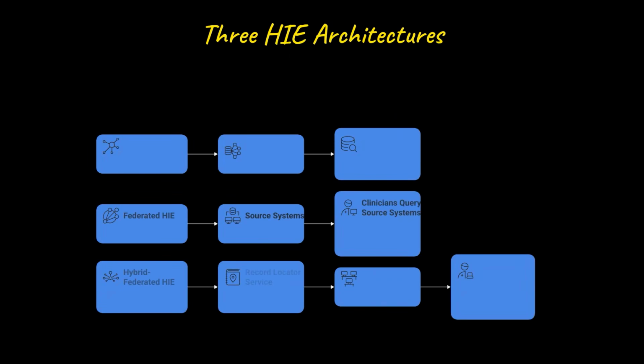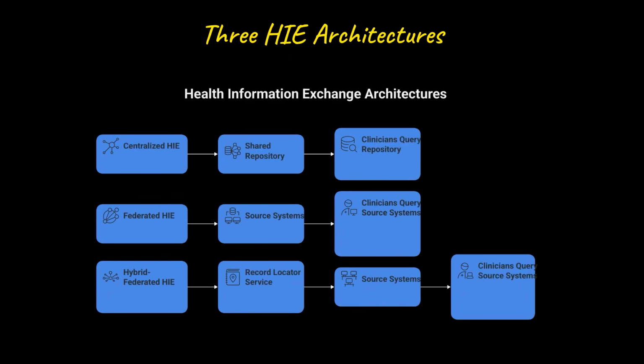HIE can be built three ways. A centralized model pulls data into one shared repository. A federated model leaves data at the source and queries it on demand. A hybrid model uses a central index to route queries to the right source. Same goal, different architecture. When HIE works, emergency clinicians see prior encounters for unconscious patients. Discharge summaries flow automatically to nursing facilities, and public health agencies can track conditions across an entire region.